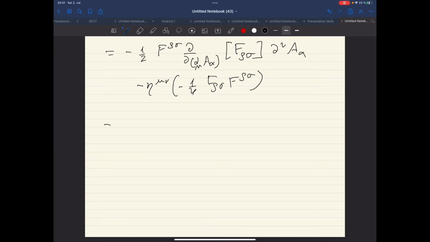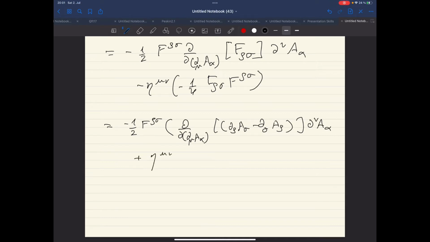Great. So this is equal to, now if I differentiate F_{ρσ}, I have to write it explicitly. So I have minus 1/2 F^{ρσ} times ∂(∂_ρ A_σ minus ∂_σ A_ρ)/∂(∂_μ A_α) times ∂^ν A_α minus the other term, which is plus η^{μν} over 4 F_{ρσ} F^{ρσ}.